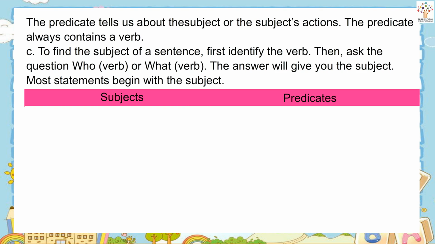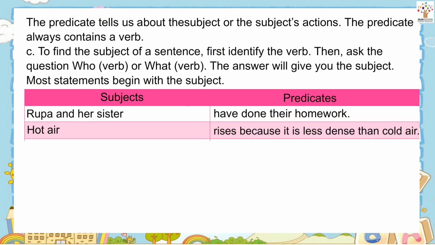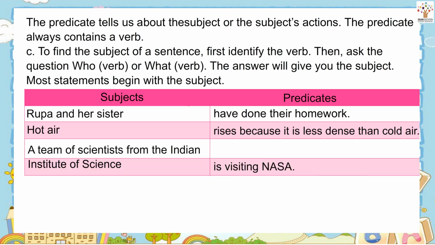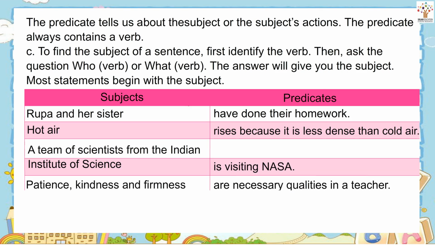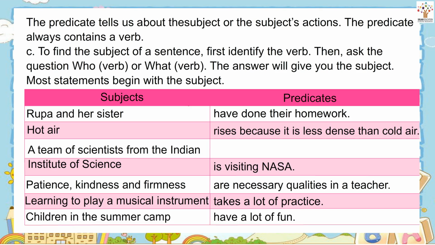Subject, predicate. Rupa and her sister have done their homework. Hot air rises because it is less dense than cold air. A team of scientists from the Indian Institute of Science is visiting NASA. Patience, kindness, and firmness are necessary qualities in a teacher. Learning to play a musical instrument takes a lot of practice. Children in the summer camp have a lot of fun.